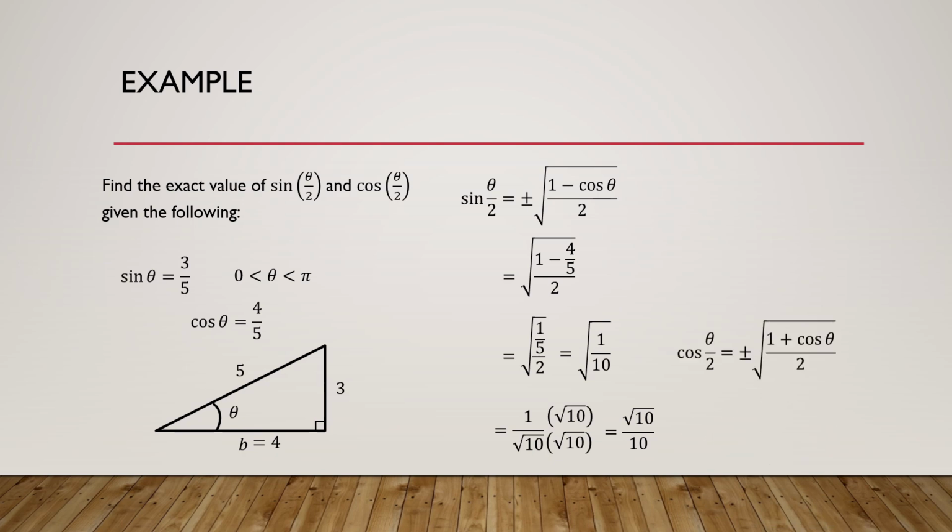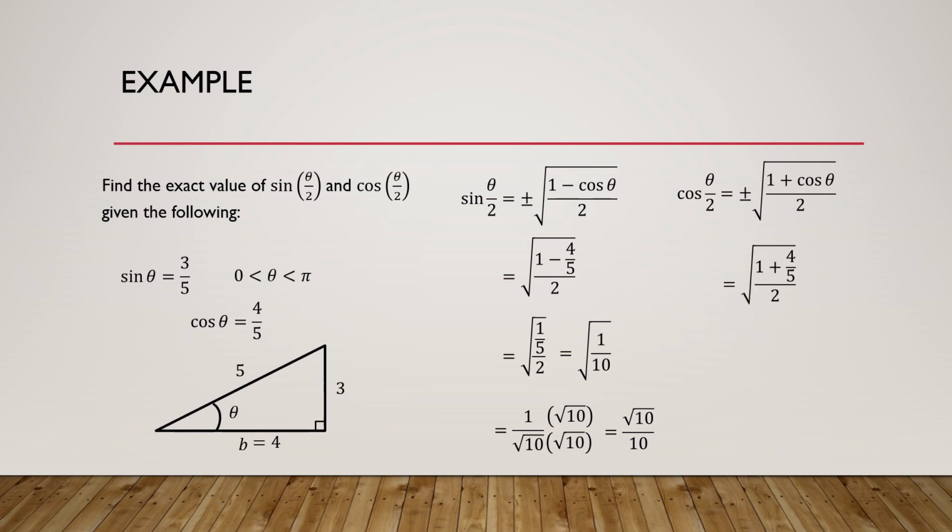Next, we use the half angle for cosine, and again we use positive for cosine in quadrant 1. Fill in the values to get the square root of 1 plus 4 over 5 all over 2. Complete the fraction addition to get 9 over 5 over 2, which can simplify to 9 over 10. The square root of 9 is 3. Rationalize the denominator to get the final answer, 3 times the square root of 10 over 10.